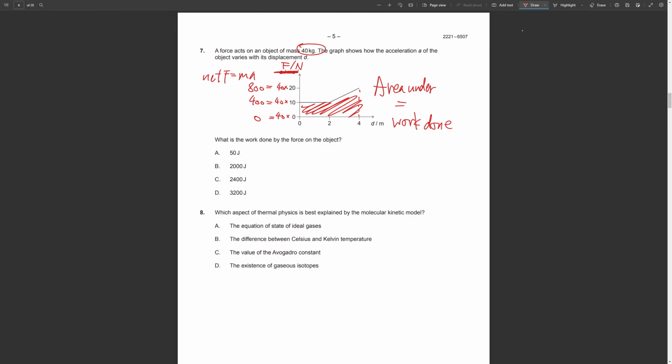You can take it as two separate parts. The left-hand side, which is 400 in height, 2 in width. And then a trapezium, which is 400 on the left, 800 on the right, and then 2 over here. The total area should be 800 plus 1,200, making it 2,000. The answer is B.